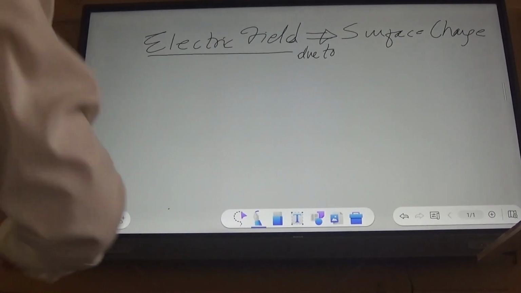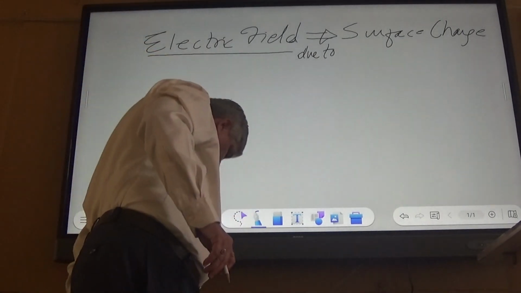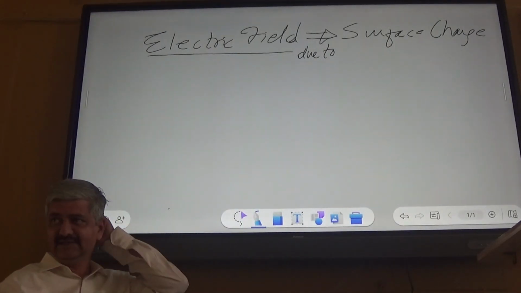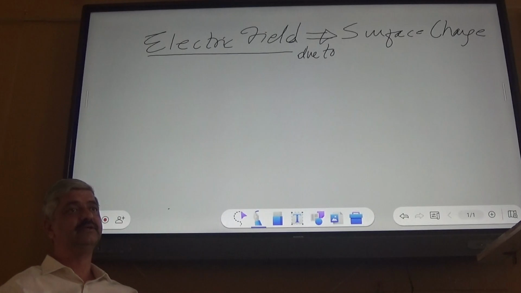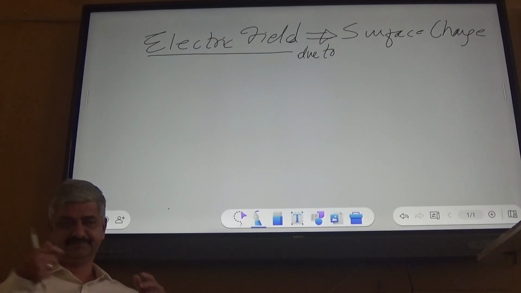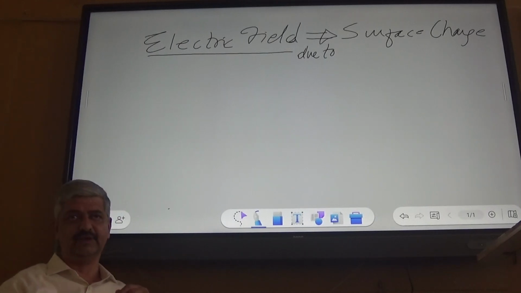So we now continue with the further derivation for electric field intensity because of surface charge. I think in one tutorial batch the problem was assigned. We can proceed further.